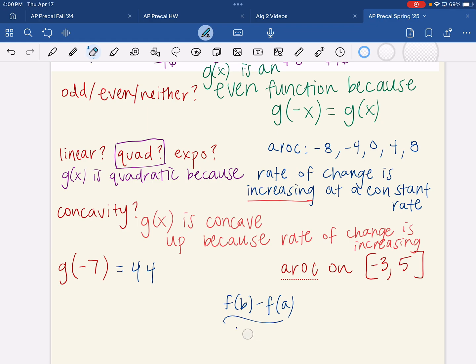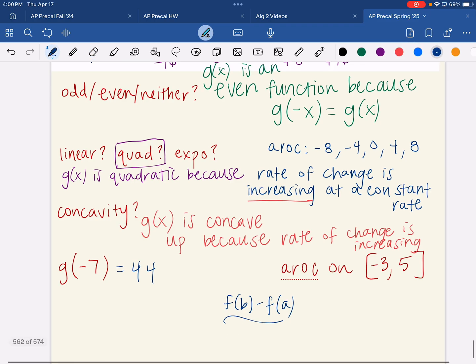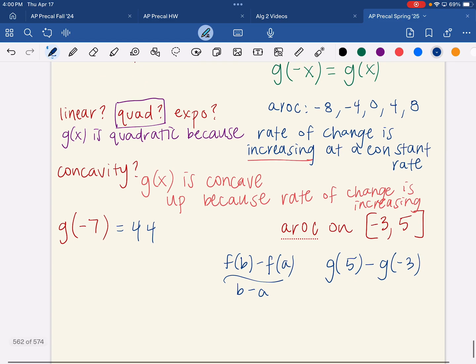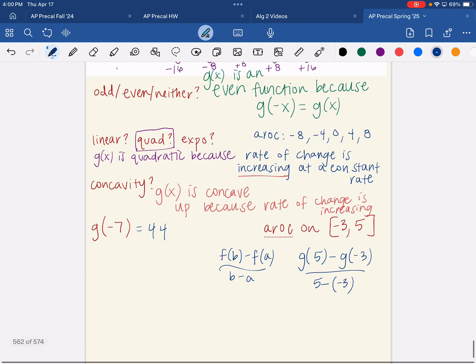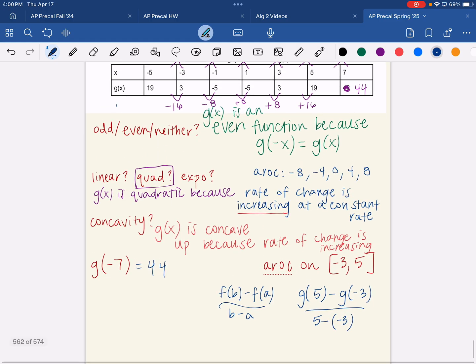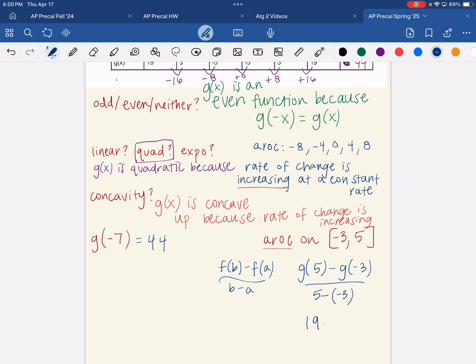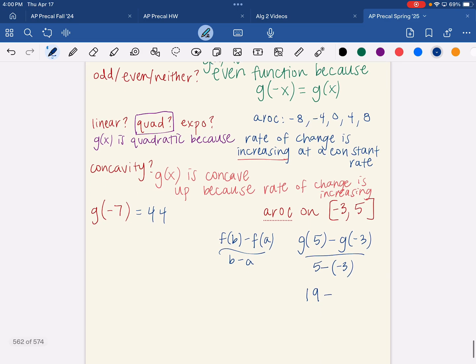But here, function names are going to be important. So this is not f of x. This is g of 5 minus g of negative 3 over 5 minus negative 3. And then thankfully we don't have to do any real work to find those values. They're in the table. G of 5 is 19. G of negative 3 is 3. Divided by 5 plus 3. Right, so 16 over 8 is 2. Yay!